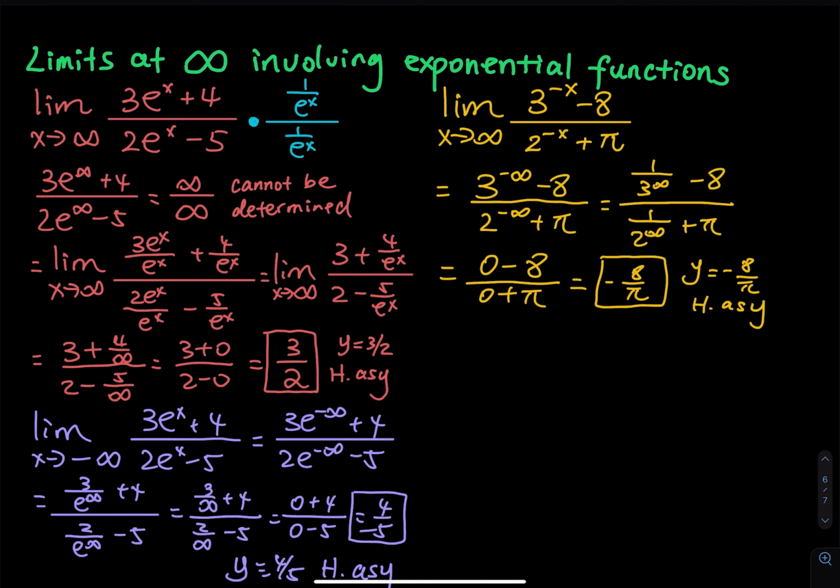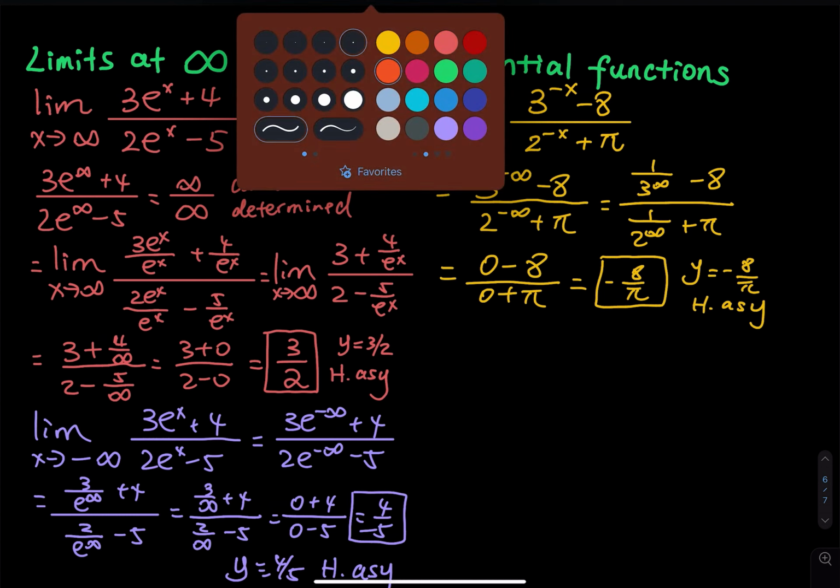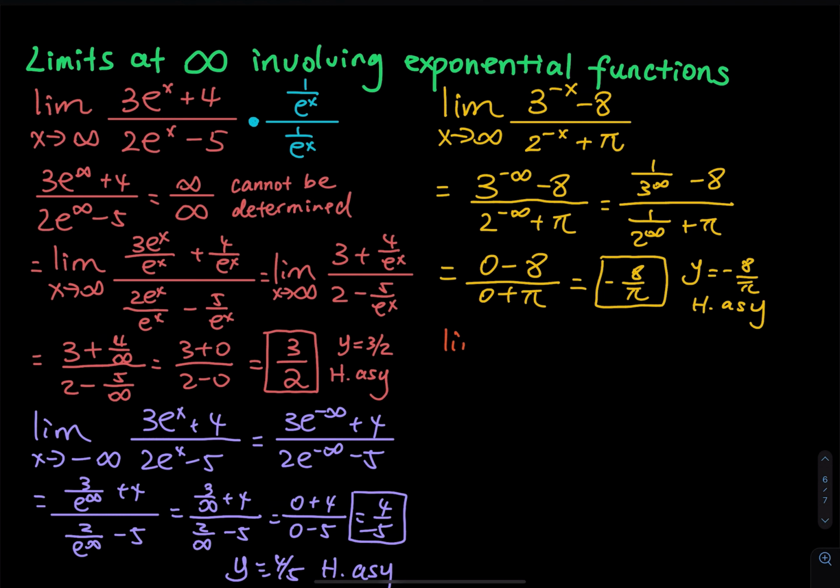All right. Can we do some what if? For the first problem, for the red one, we can do a what if. Let's pick another color. Let's pick an orange. So limit as x approaches infinity of 3 times e to the negative x plus 4, divided by 2 times e to the negative x minus 5.